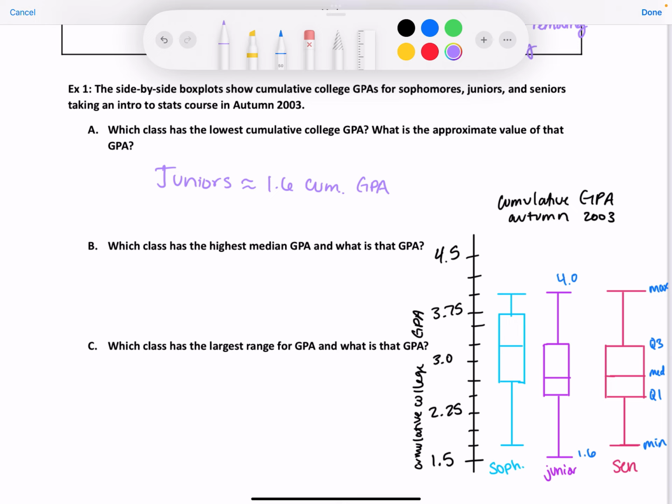Which class has the highest median GPA and what is it? The highest median. Sophomores. How do you read those? Would it be sophomore because the box is higher? Well, the middle is always going to be the median. So yes, sophomores are the highest. And what is it? 3.25. I agree with Nathan. Sophomores at approximately 3.25 cumulative GPA.